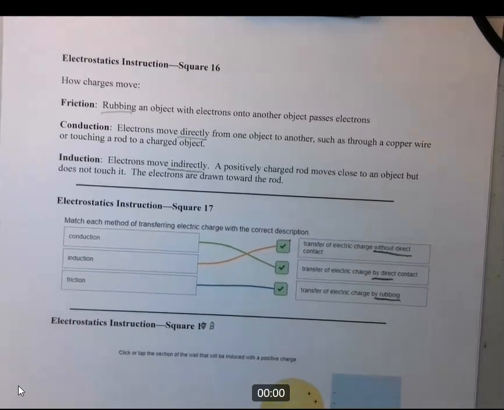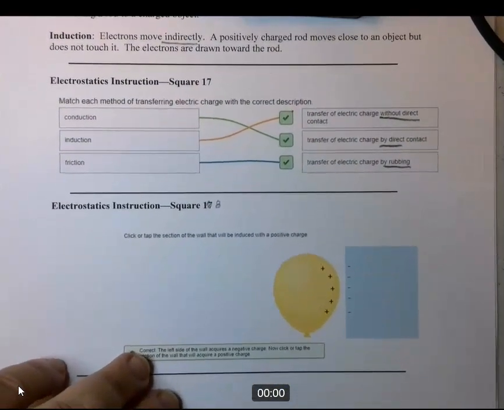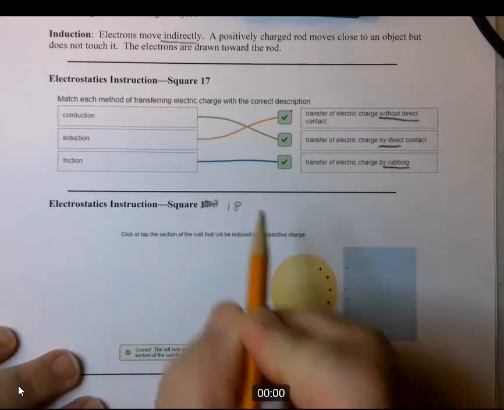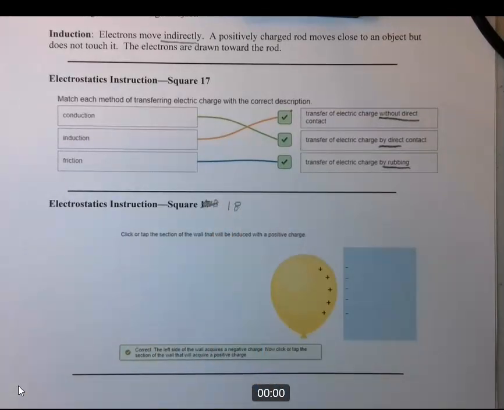All right, and they give you one last little exercise to do here, this is actually square 18. It says click or tap the section of the wall that will be induced with positive charge. So if you bring the positively charged balloon over, at first if you did this exercise you didn't see anything in the blue square. Then if you clicked right here on this side of the wall, that's when you saw the electrons. So the electrons will be drawn over to the positive charges even though they're not touching each other.